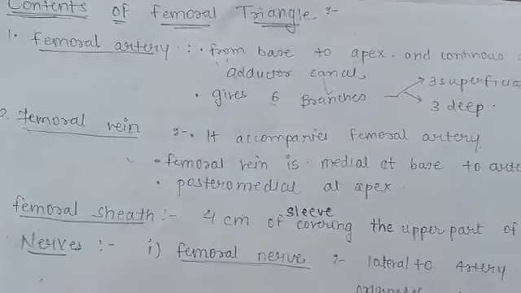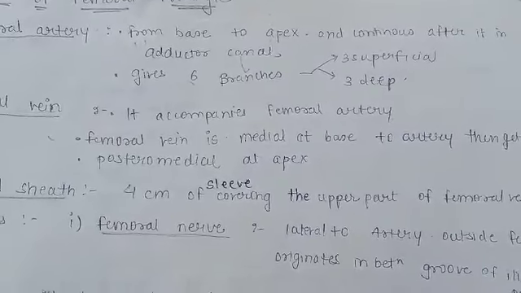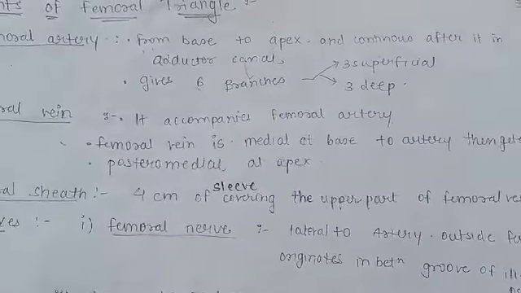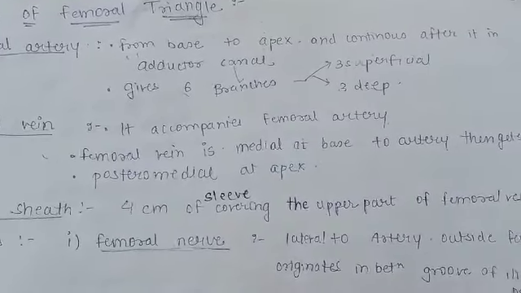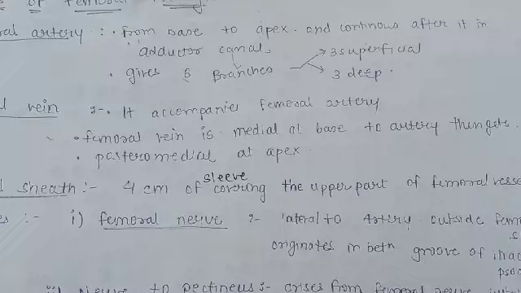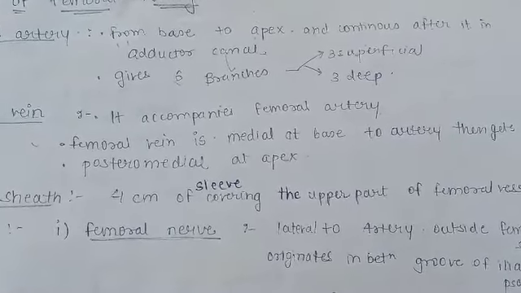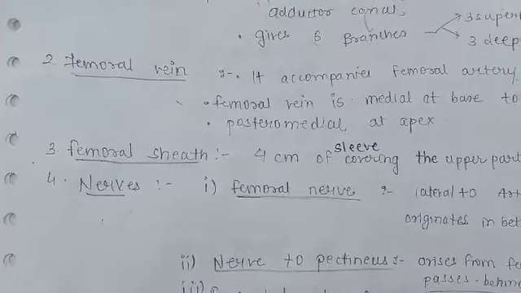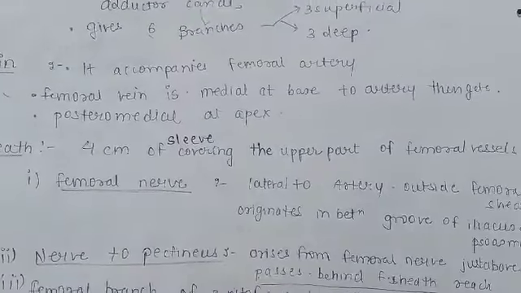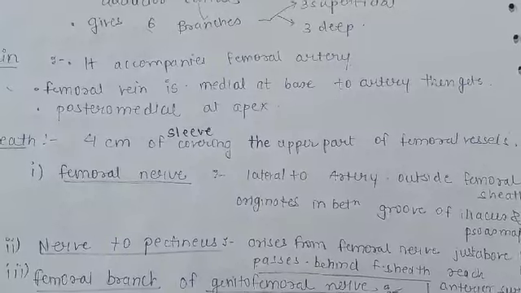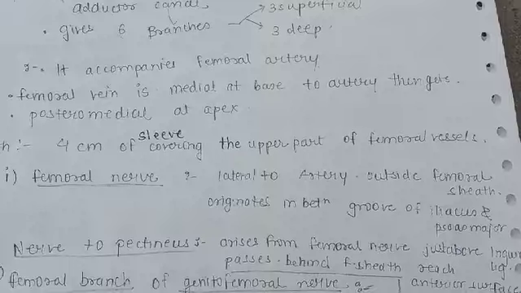There is the femoral vein, which accompanies the femoral artery in the femoral triangle. Firstly, at the origin or at the base, it is medial to the femoral artery, whereas while moving down to the apex, the femoral vein goes posteromedial to the artery. There is the femoral sheath, which is an important part of the femoral triangle. The femoral sheath is a 4 centimeter long sleeve which covers the upper part of the femoral vessels.